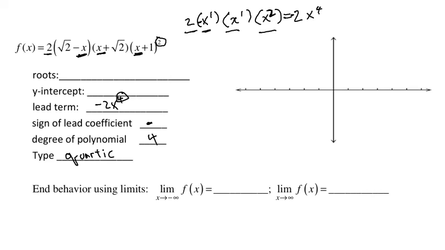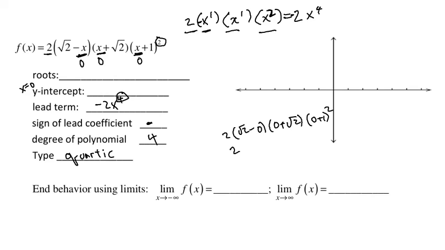So we can also find the y-intercept. The y-intercept in this case, or in all cases, is going to be where x is equal to 0. So we're going to make this 0, make this 0, make this 0, and basically solve for it. So were we to do that, it would be 2 times square root of 2 minus 0 times 0 plus square root of 2 times 0 plus 1 to the second power.